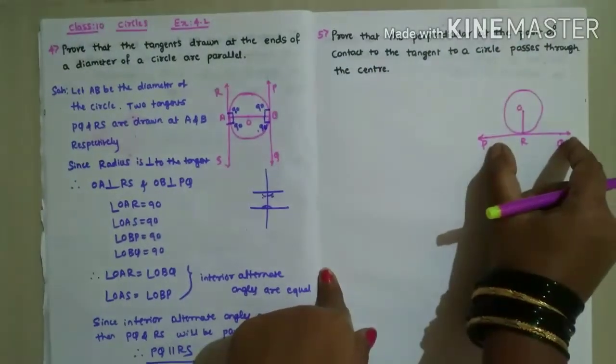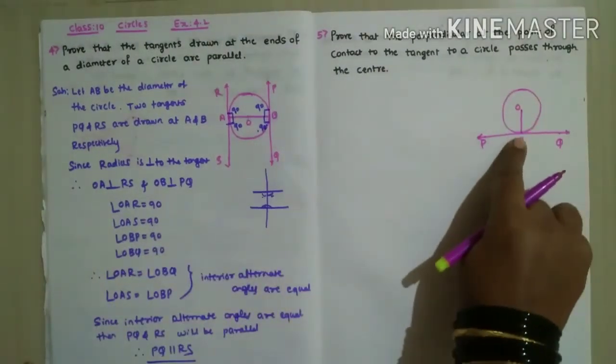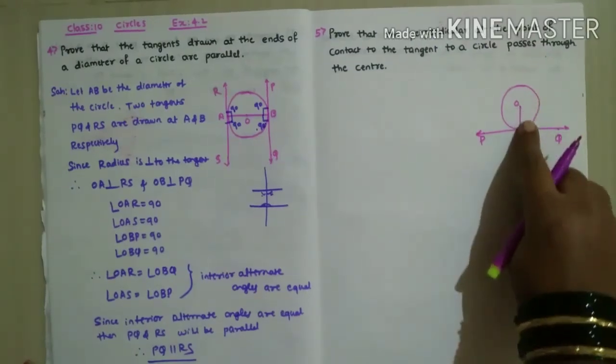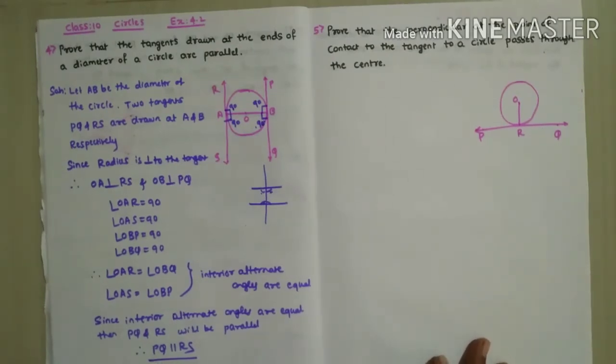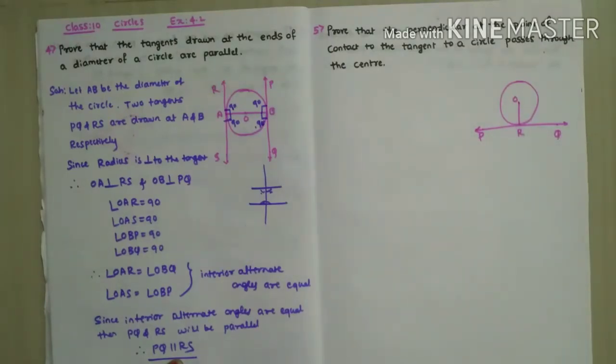This is a tangent to a circle. We want to prove that the line perpendicular to the tangent at the point of contact passes through the center. That is already known, but we have to prove this result by the contradiction method. Contradiction method means we should assume this line is not passing through the center, then show our result is wrong and prove the result here.